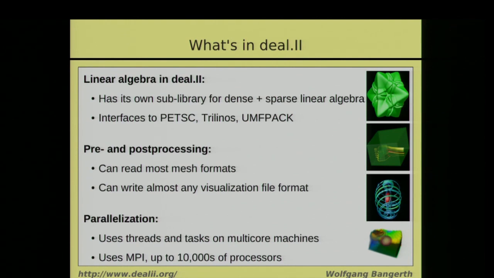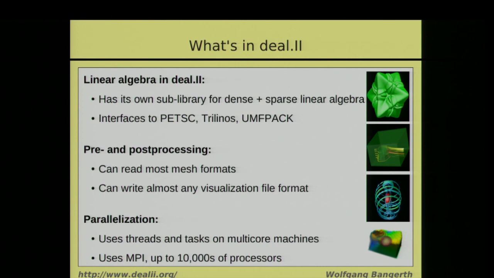Then once you have a mesh and you have a finite element, the next step is that you need to do linear algebra. So you have to solve a linear system, for example. And for this, deal.II has its own sublibrary for dense and sparse linear algebra. So it has classes that can store matrices and vectors, for example. And it has classes that implement linear solvers like the conjugate gradient method, CG, or GMRES, or any of these sort of things. But it turns out that for parallel computations in particular, that is a very expensive proposition to implement these sort of classes yourself.